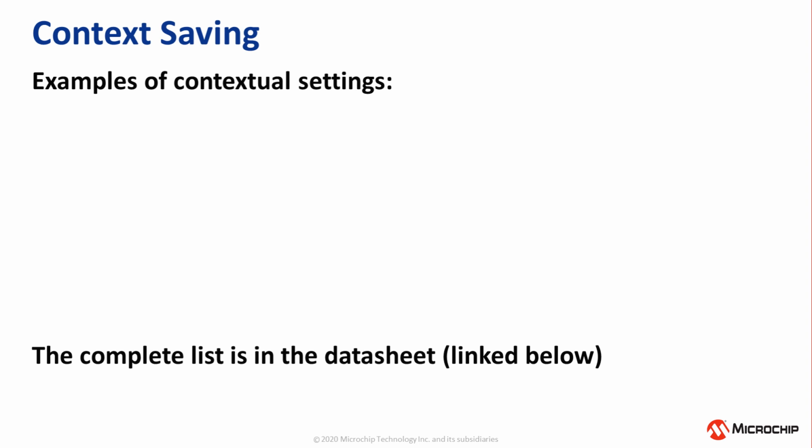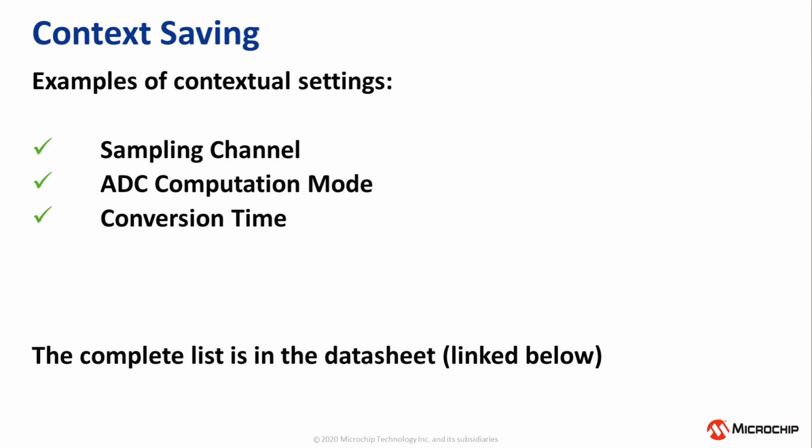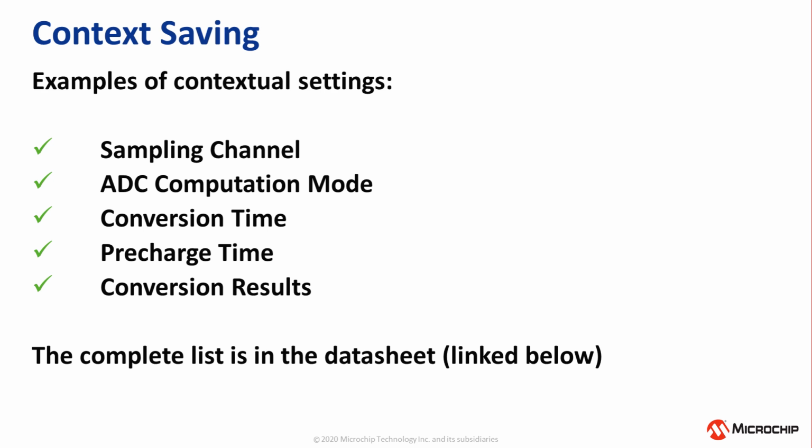The full list of switching registers are defined in the device datasheet, which is linked below. Some examples of registers that switch include the sampling channel, ADC computation mode, conversion time, pre-charge time, and conversion results. In the PIC18Q84, there are four sets of context duplicated registers available on the device.